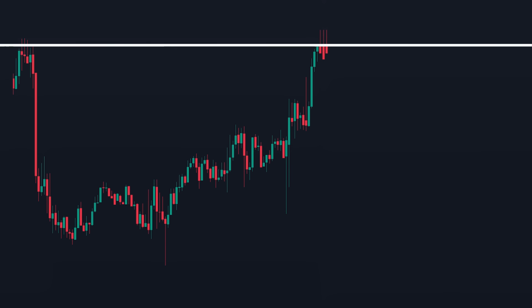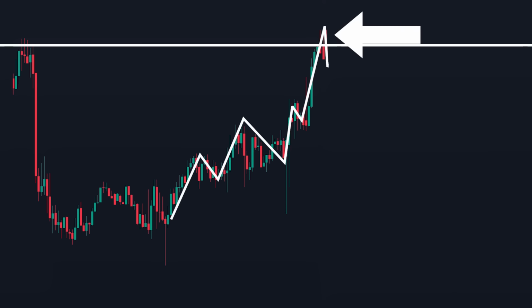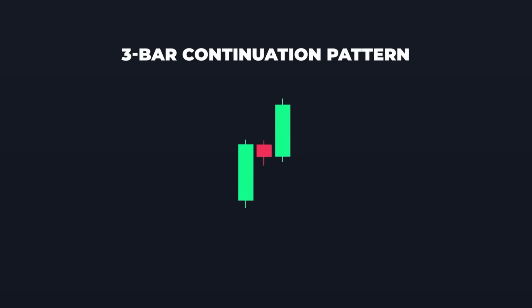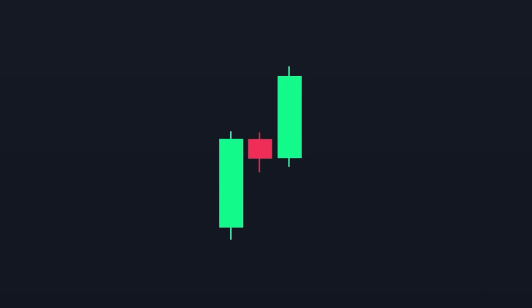At resistance levels, multiple candles with upward wicks show that buyers are trying to push higher, but sellers keep rejecting those attempts, making it a great short entry opportunity. Next, we have the 3-bar continuation pattern. This is one of my secret weapons for catching trending moves that most traders completely miss.